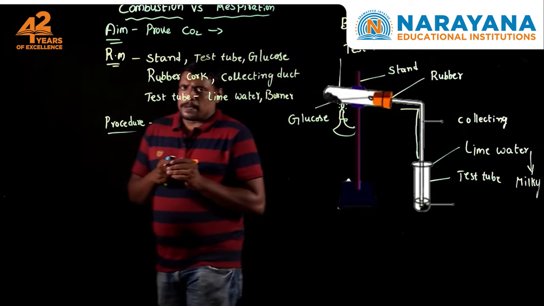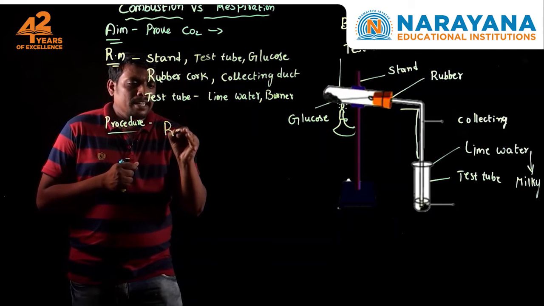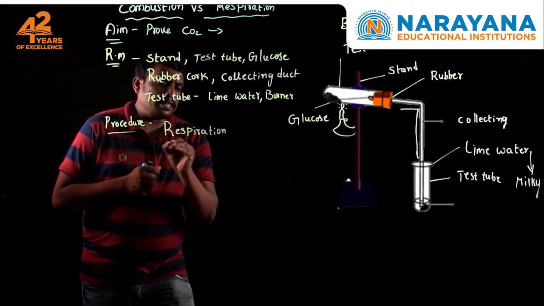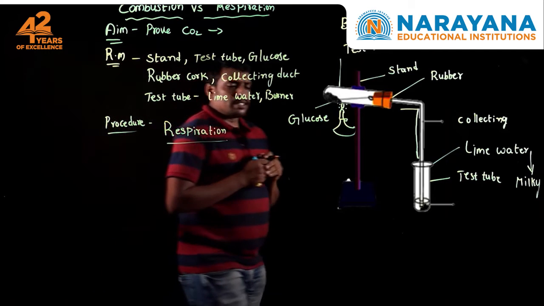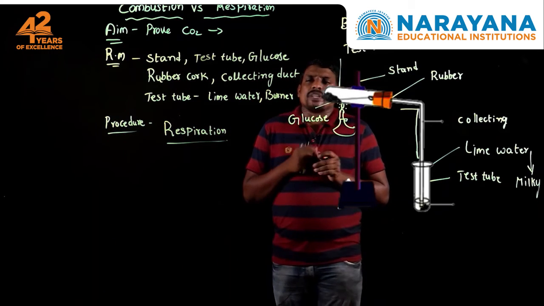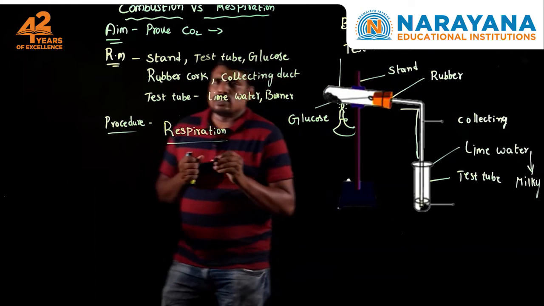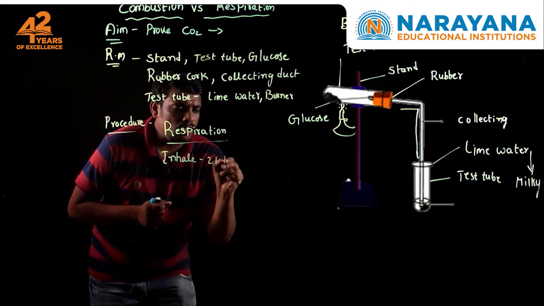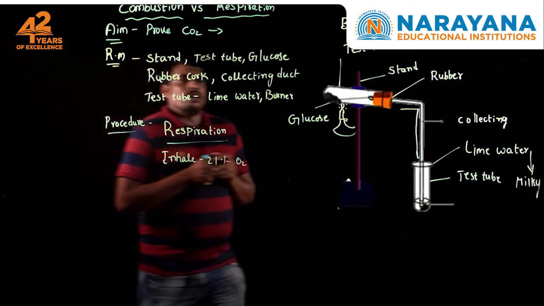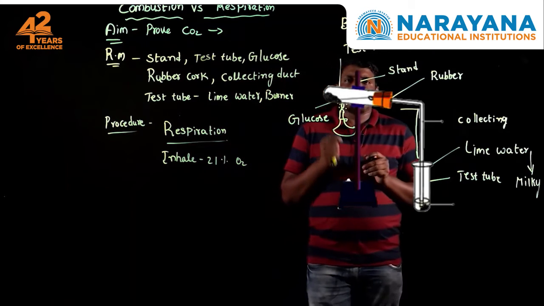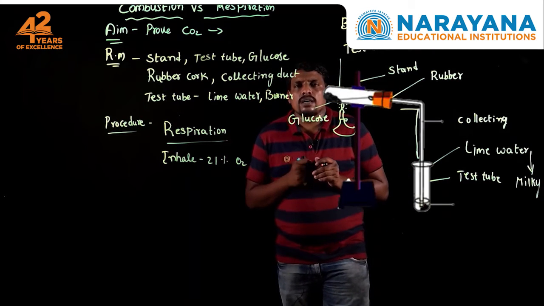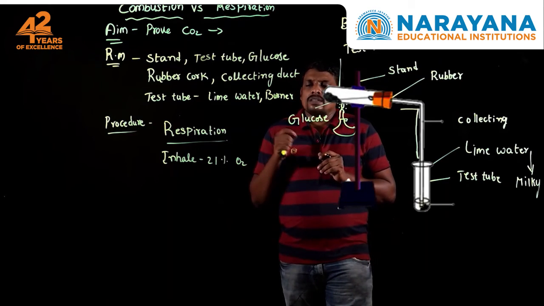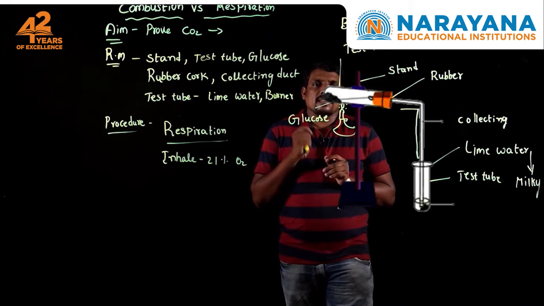Now, what about respiration? What is the difference between combustion and respiration? During respiration, because of inhalation, as we know, the inhaled air contains 21% of oxygen. When this oxygen enters the alveoli, it diffuses into the blood. The blood contains hemoglobin, which receives this oxygen and transfers it to the cells.